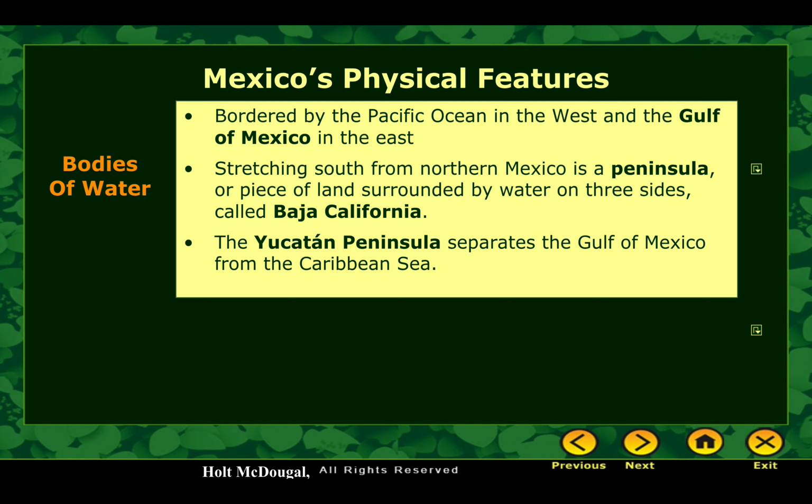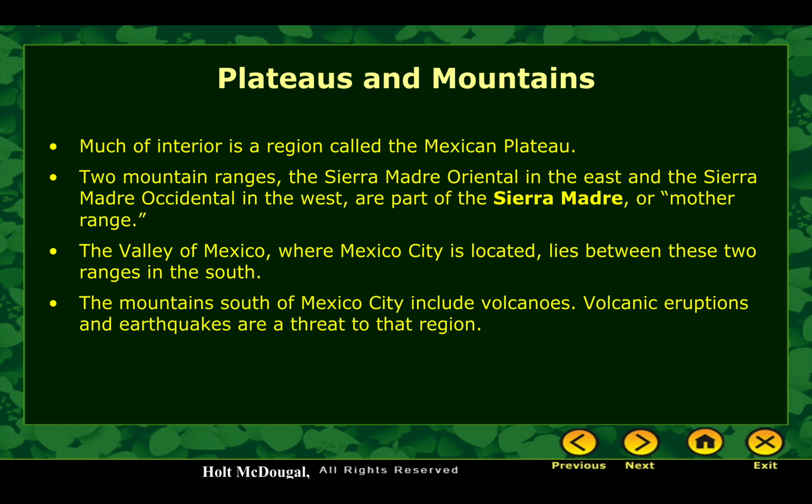Stretching south from northern Mexico is a peninsula. That means it's a piece of land surrounded by water on three sides, and we call that Baja California. And then you have the Yucatan Peninsula, which separates the Gulf of Mexico from the Caribbean Sea. The Yucatan Peninsula is where like Cancun is. A lot of people vacation there. So it's a really popular spot.